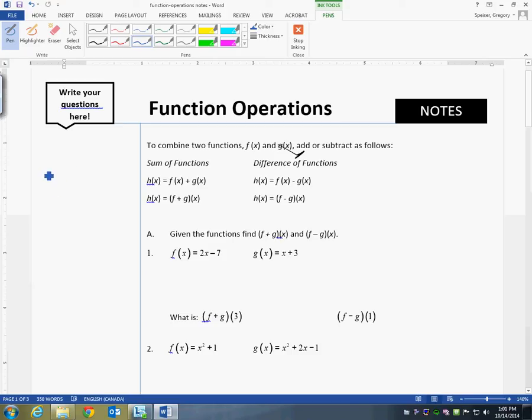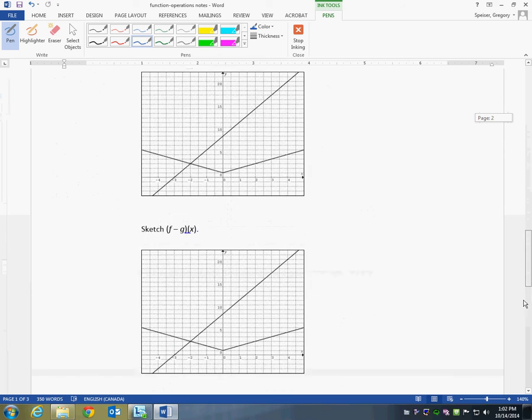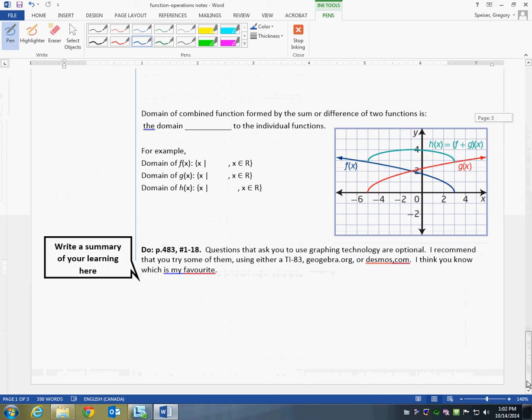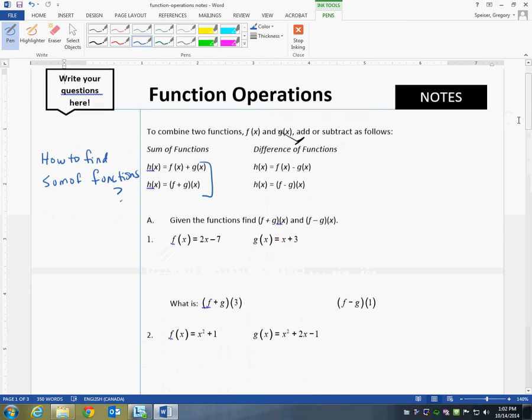It might be how to find the sum of functions, for example. That might be a question. And here would be the answer, and I'll show you how the notation works over here. So this is how you do a sum of functions, and here you do a difference of functions. So you can do a series of questions along the way, either while you're taking the notes or afterwards. And at the very end, there's a place where you can write a quick summary.